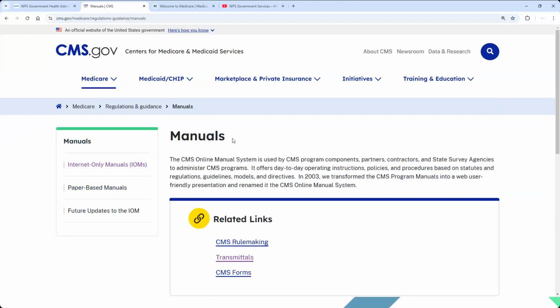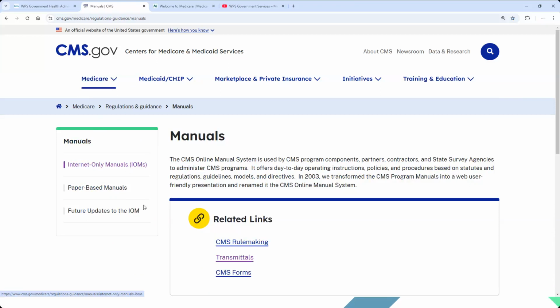When we go to manuals, you will see the screen entirely change, and if you follow the left side, you have a menu, and there are 3 items. There's the internet-only manuals, paper-based manuals, and future updates to the IOM. Please do not recognize or use the paper-based manuals. They are old manuals. They were once in effect, but are not in effect today. The internet-only manuals are what you're going to look at.